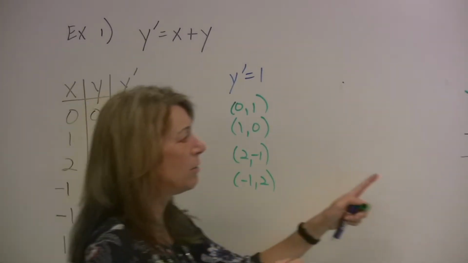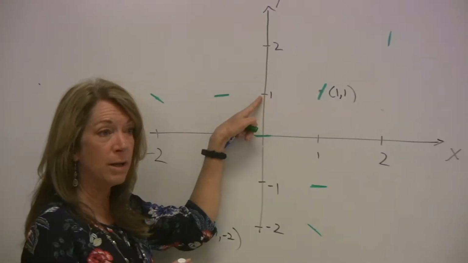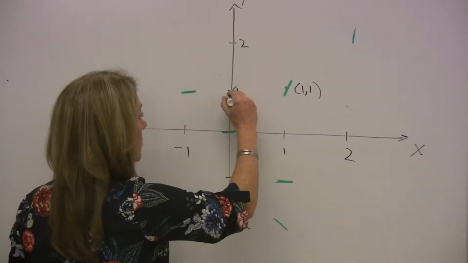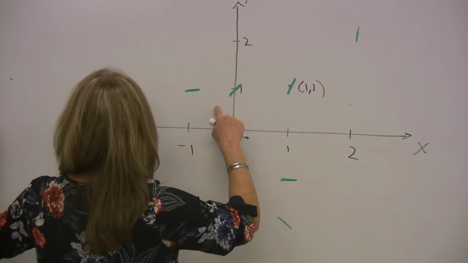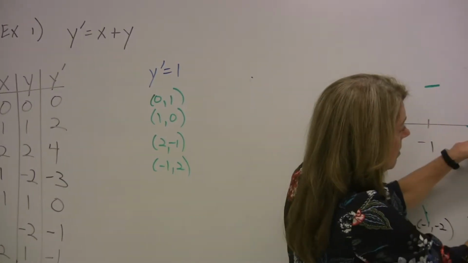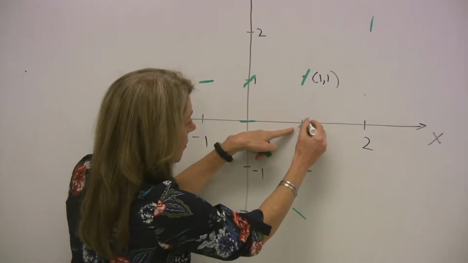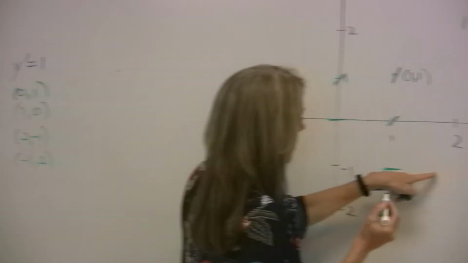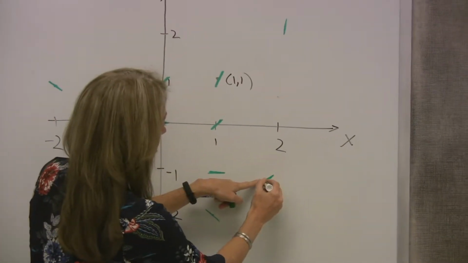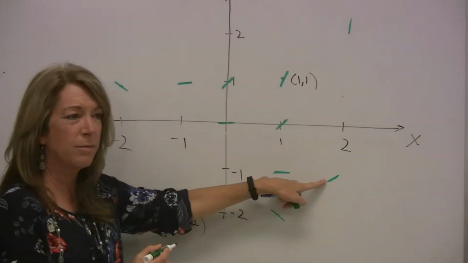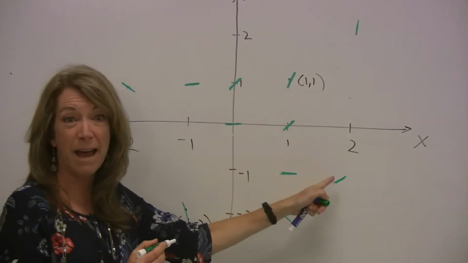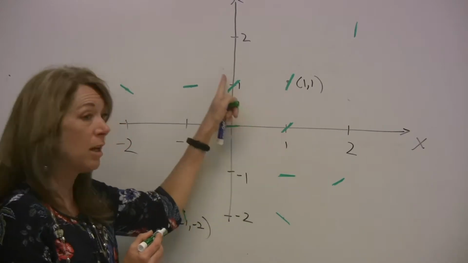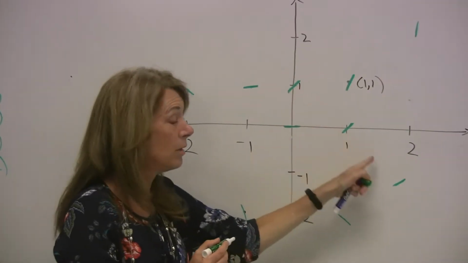So if I start at 0, 1, I'm right here, 0, 1, draw a slope of 1. The next one is at 1, 0. Right here, 1, 0, a slope of 1, 45-degree angle. 2, negative 1 is down here. Do you see where those all are? They all kind of follow this little path right here.